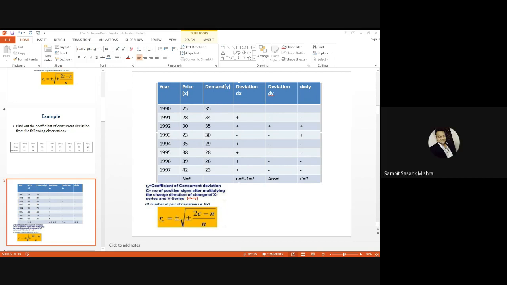Sir, 0.65. Okay, you can directly text on the chat box. Let's wait for the others. 0 point how much? 0.65. 0.65. Let's check who has finished.